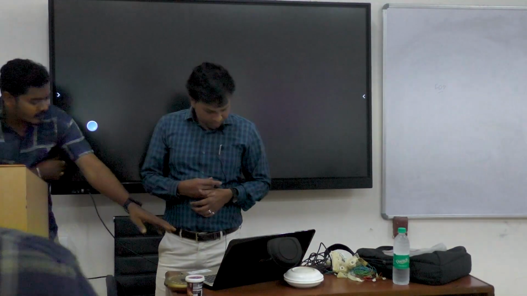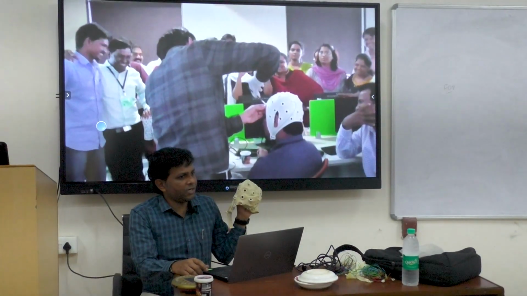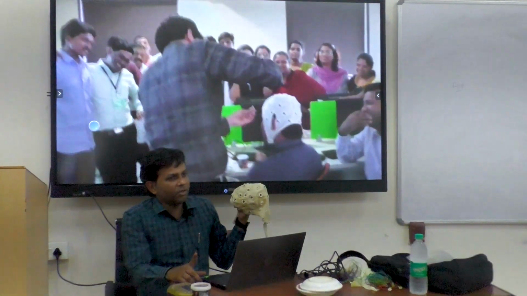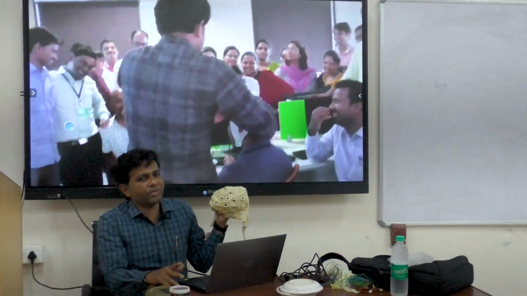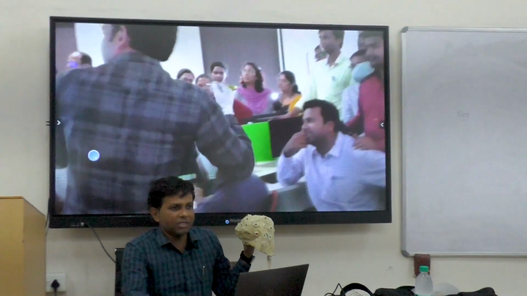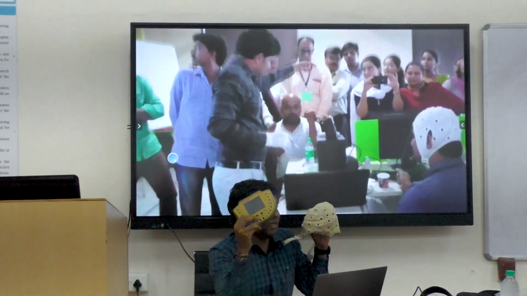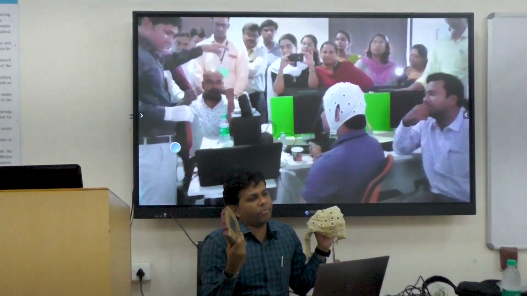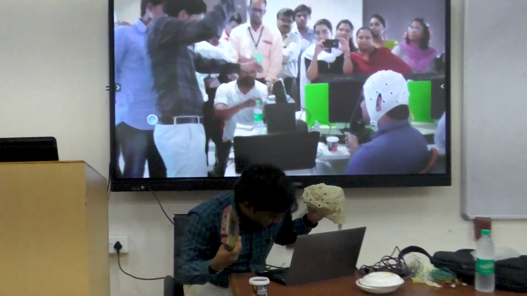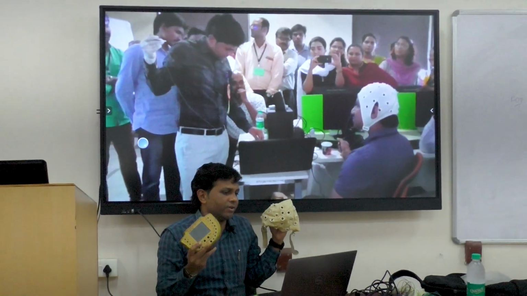The 32 channel EEG cap means what? You can have almost a maximum of 32 electrode wires connected. Now this amplifier has 16 channels only. So you can have any of the 32C16 combinations, 32C16 combinations of data recording here.